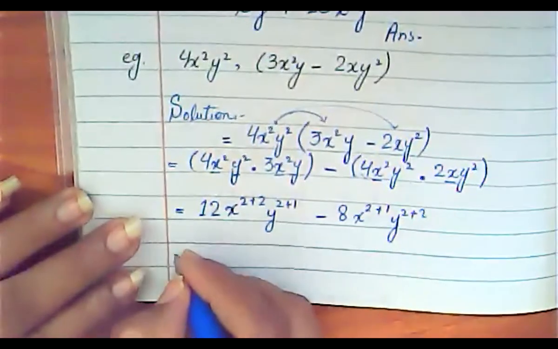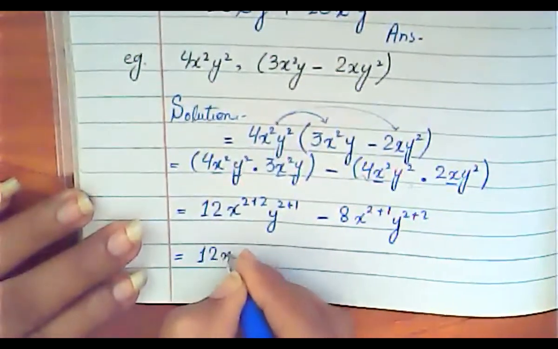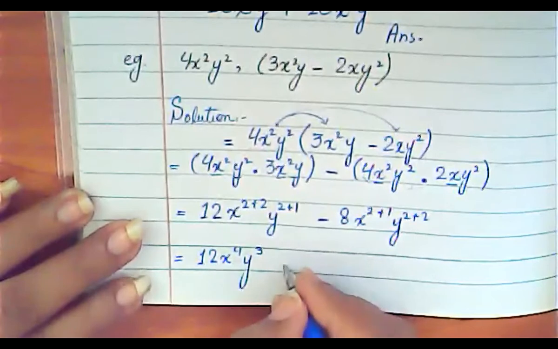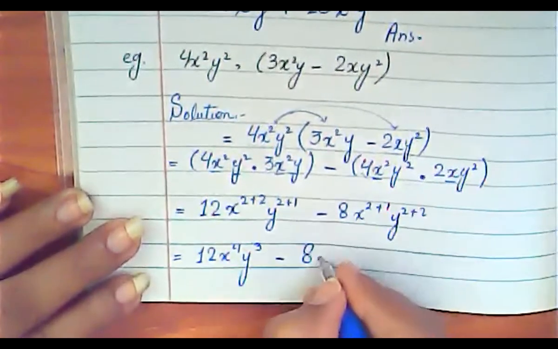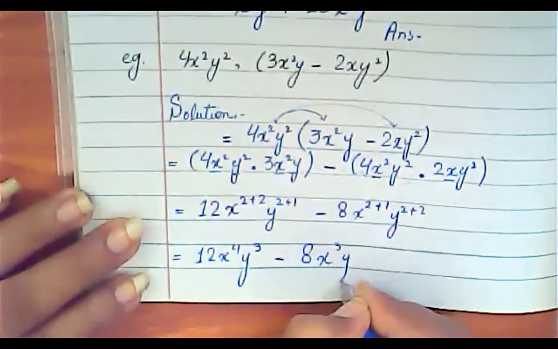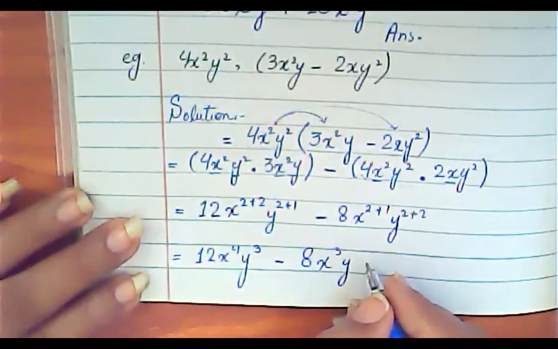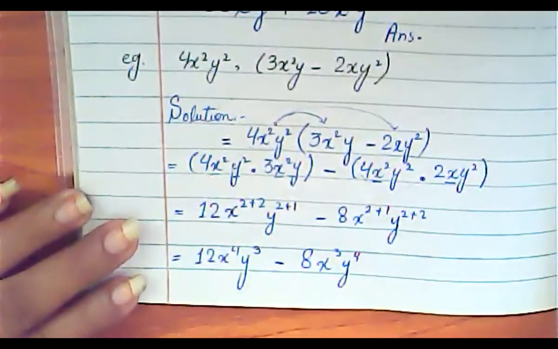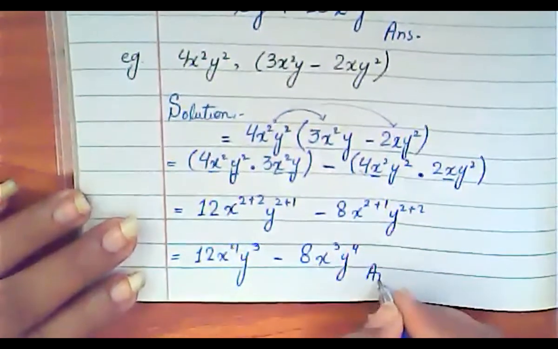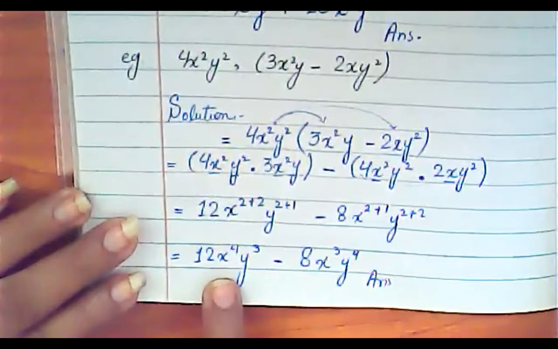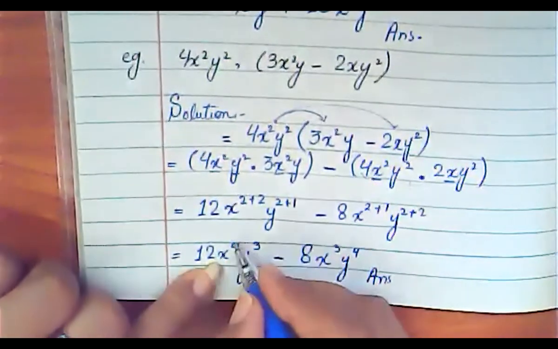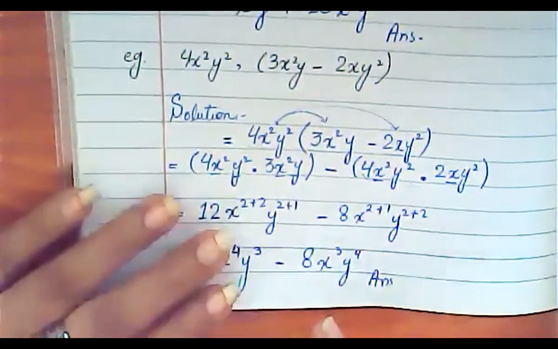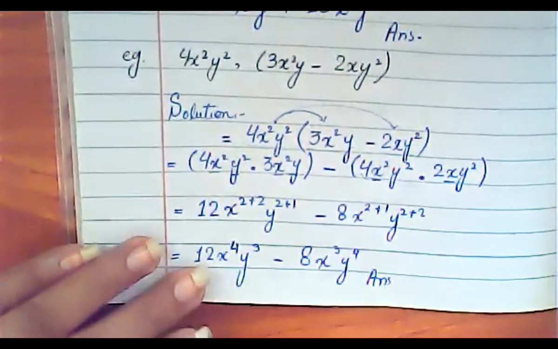So what will be the answer here? 12x, 2 plus 2 will be 4, y, 2 plus 1 will be 3. Okay, minus 8x, 2 plus 1 will be 3, and y, 2 plus 2 will be 4, right? So this will be the answer. Okay, we cannot subtract 8 from 12 because variables although are same but their powers are different, which is 4 and 3, 3 and 4. Their powers are different, so obviously you cannot subtract it, and this will be your final answer.